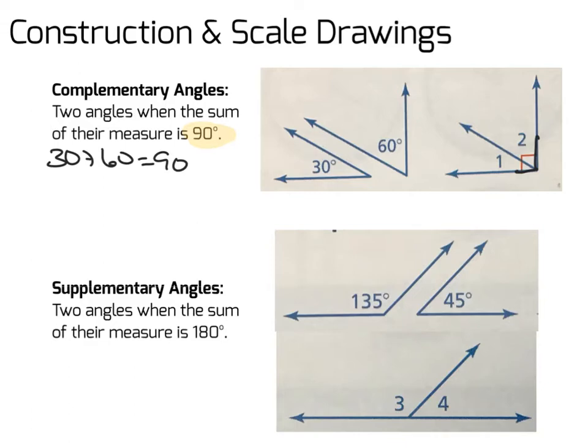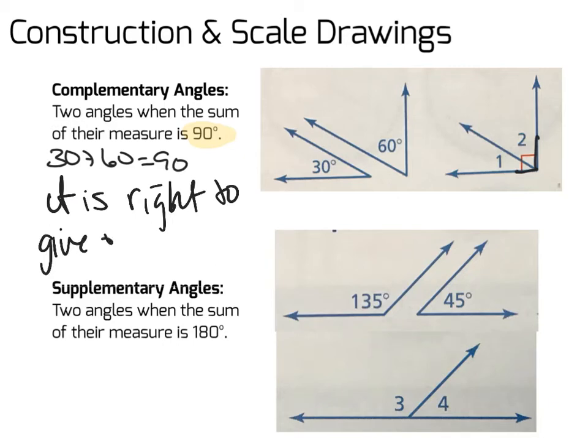Complementary is 90 degrees. I like to remember that by saying it is right to give a complement, and complementary angles are right angles or equal 90 degrees. That's kind of how I remember that. I'll give you another example when we talk about supplementary.